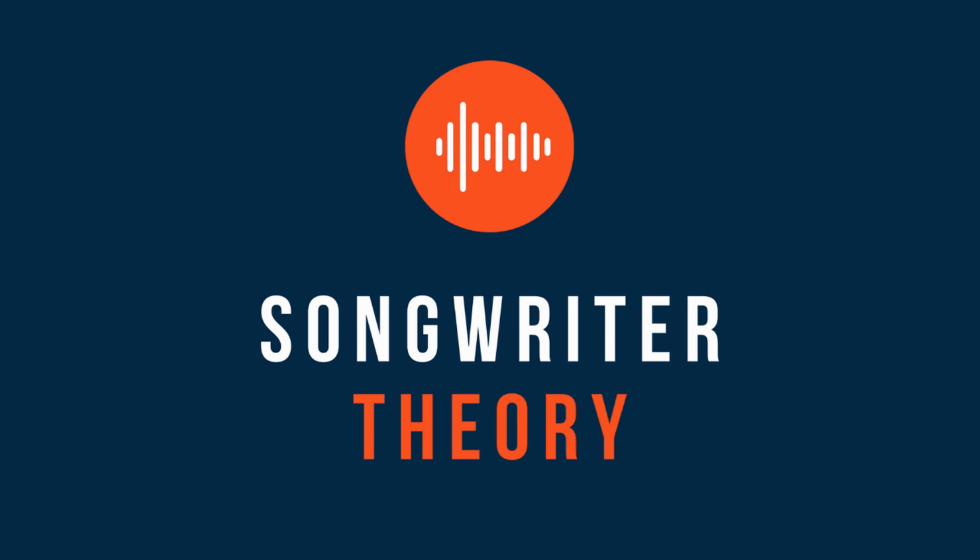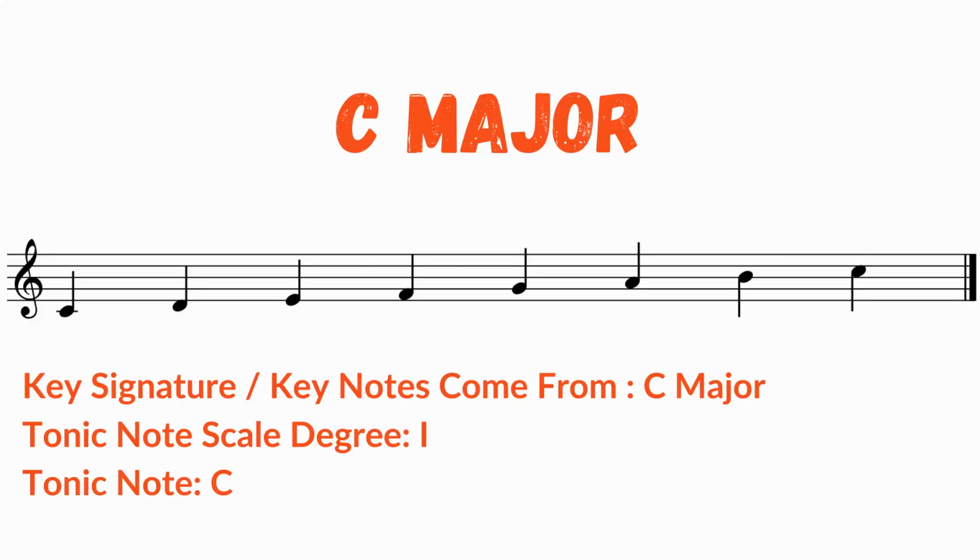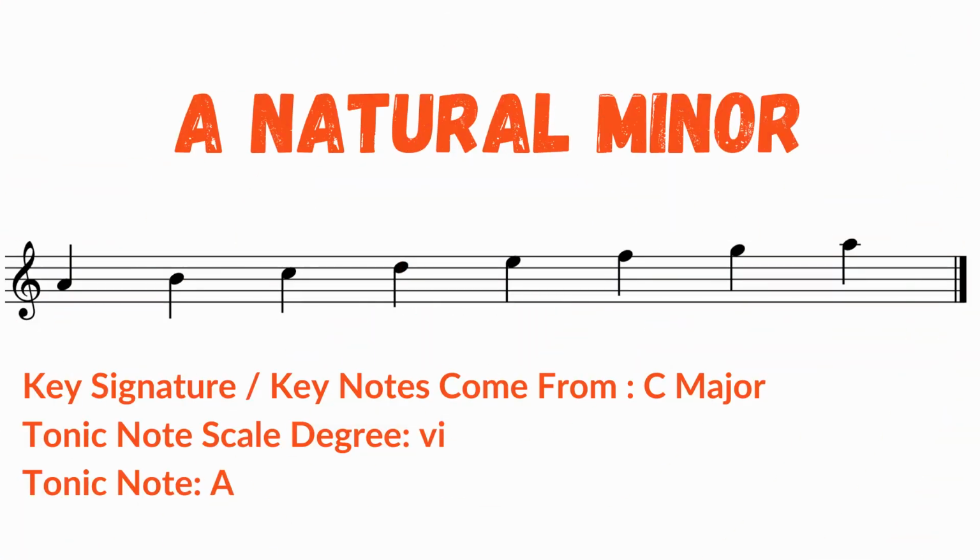I think the first step to understanding what modes really are is understanding the relationship between major keys and minor keys. You may or may not know that every major key has what we would call a relative minor key, or you could see it as every minor key has a relative major key. All that really means is that there is a minor key that shares the exact same notes as a major key. For example, the key of C major has the same exact notes as the key of A minor. A minor is C major's relative minor key.